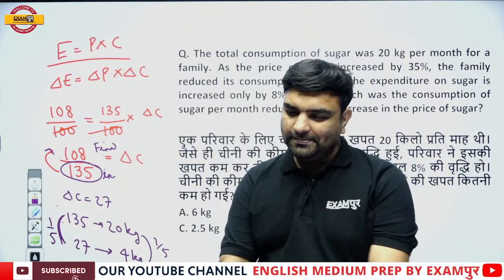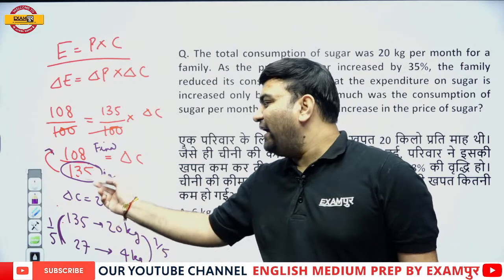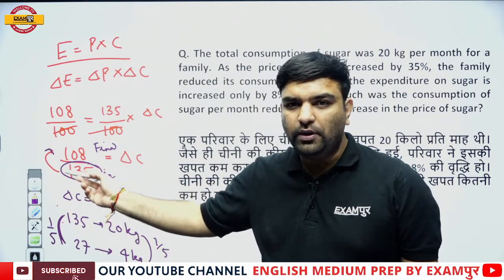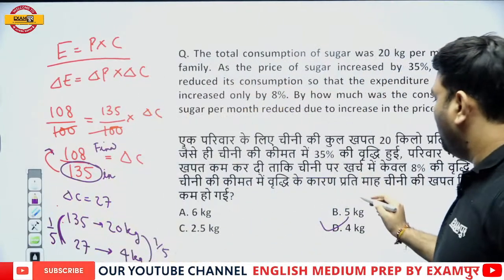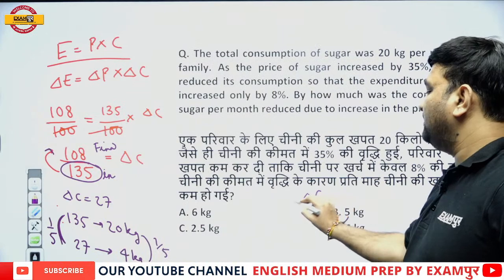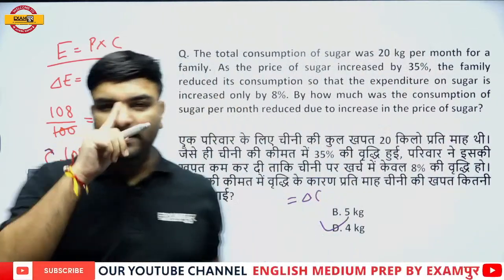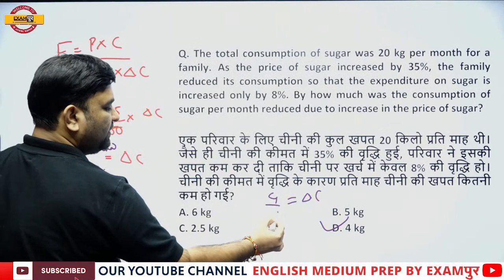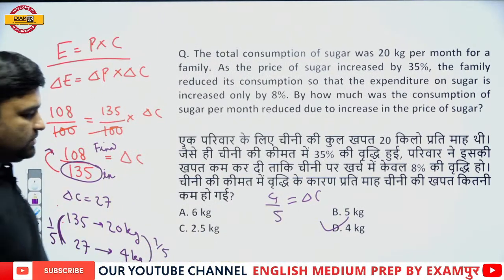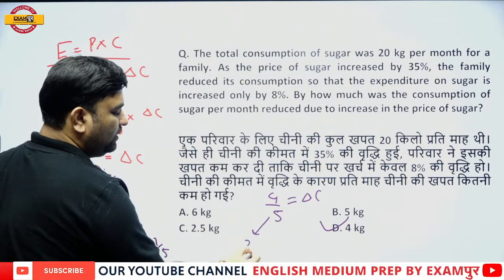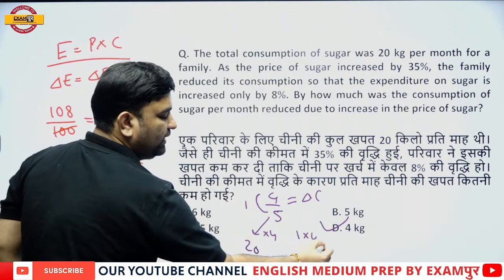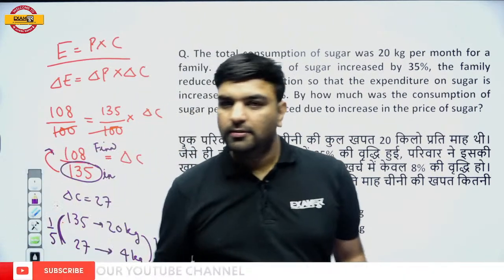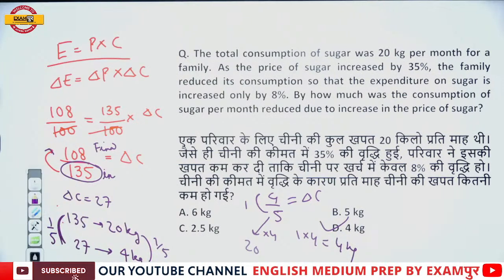Got it? You can go for the simplification as well. From 27 you should have simplified it as 4 by 5. So initial was given as 20. So change is 1, so 1 into 4 kg. Do it. Let's move on to the next question.